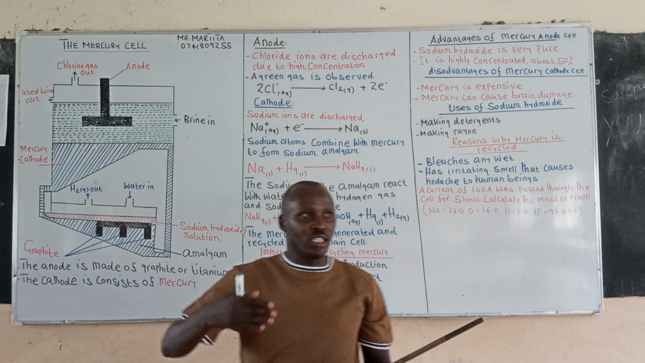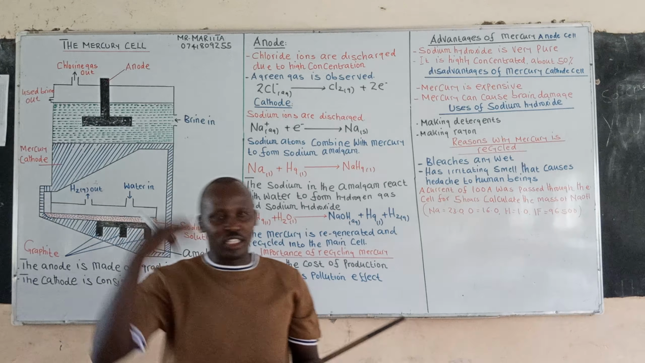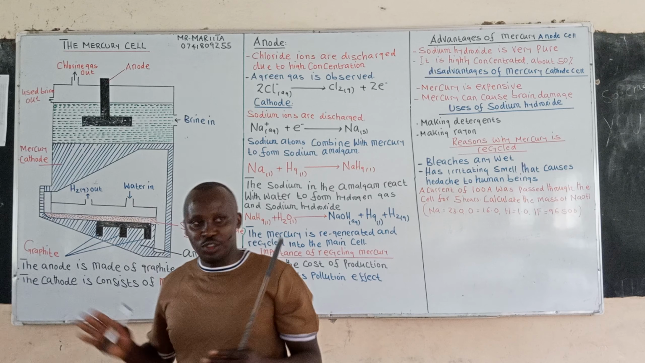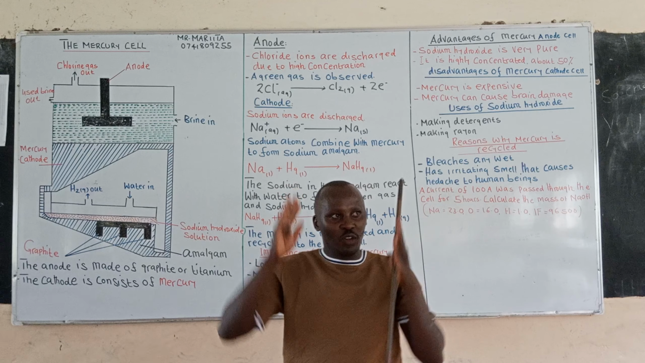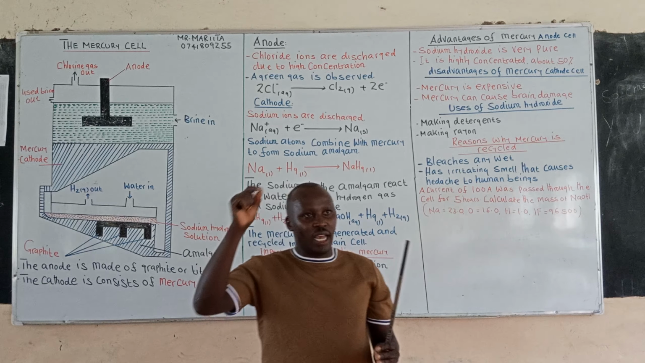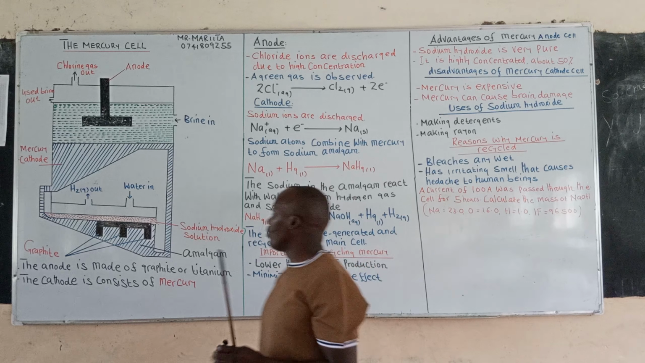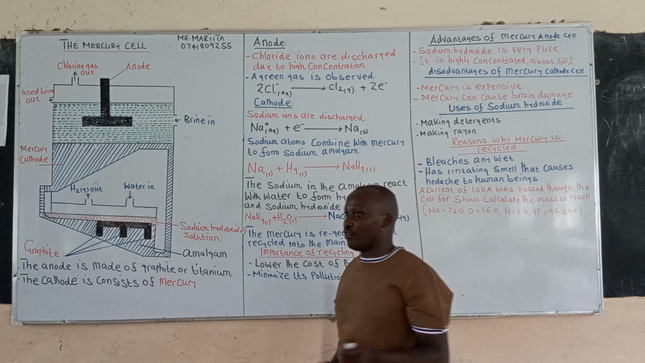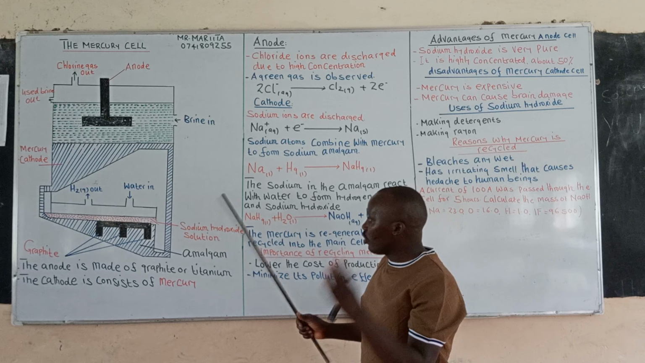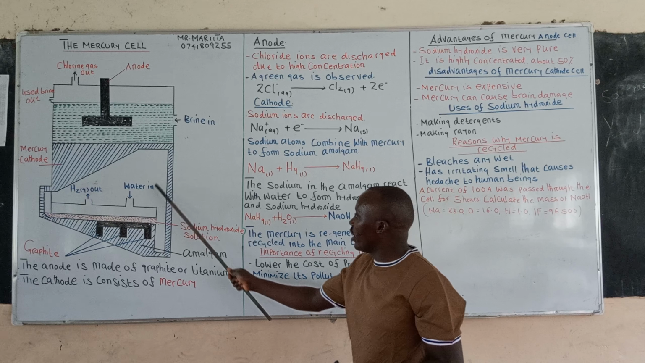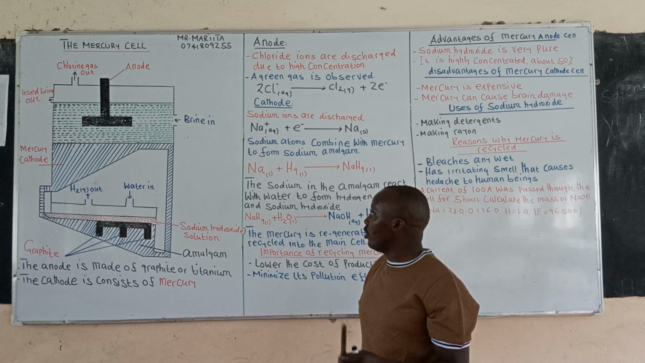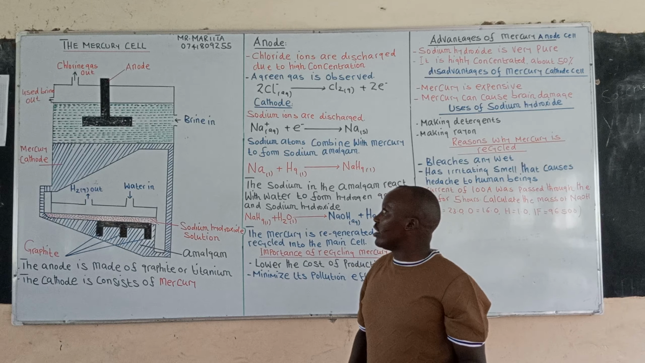Today we are looking at one of the applications of electrolysis whereby we are using the mercury cell to manufacture sodium hydroxide, hydrogen, and of course chlorine. So this is a diagram of the mercury cell. We have the raw materials introduced in. We have water as a raw material. We have brine as a raw material.